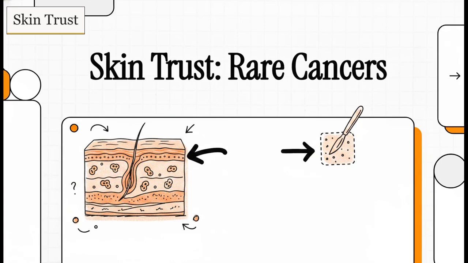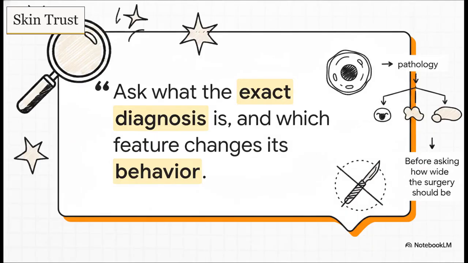Before asking how wide the surgery should be, ask what the exact pathology diagnosis is and which feature changes the plan. Wait, hold on. What does that actually mean in practice? I mean, isn't rare skin cancer the diagnosis? Right, and that's exactly why we need to pause right there and look at this quote.